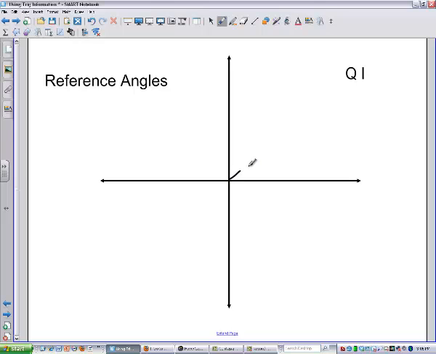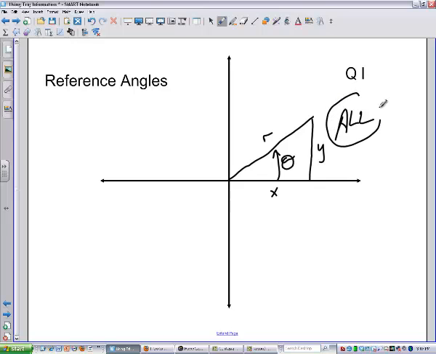If we have an angle in quadrant 1, we'll call it theta. That's my angle in quadrant 1. Typically, we might say that this is x, and this is y, and this is r. In this first quadrant, x, y, and r are all positive. The sine is just going to be y over r. The cosine is going to be x over r. The tangent's y over x. They're all three positive. So in the first quadrant, all my trig functions are positive. Not a lot of news there.